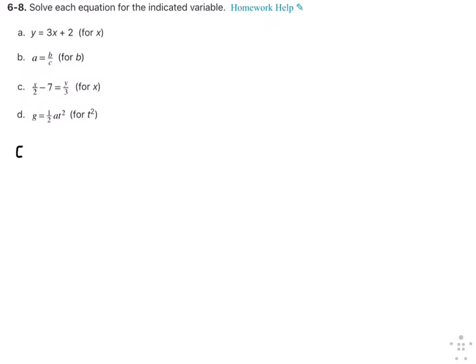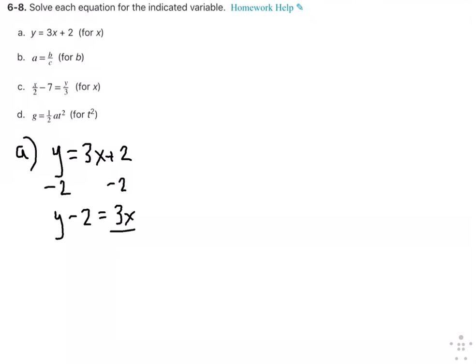So for a, to get x all alone on one side, y equals 3x plus 2, we subtract 2 from both sides: y minus 2 equals 3x. Then we divide both sides by 3, and we get y minus 2 over 3 equals x. And we write it as x equals y minus 2 over 3.